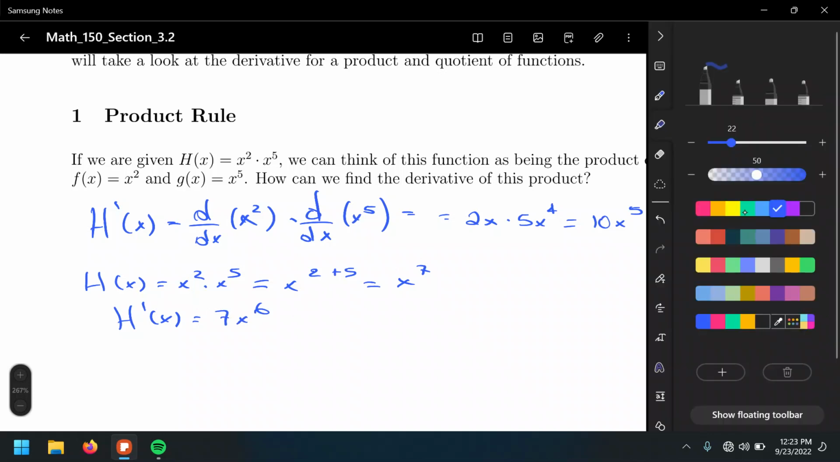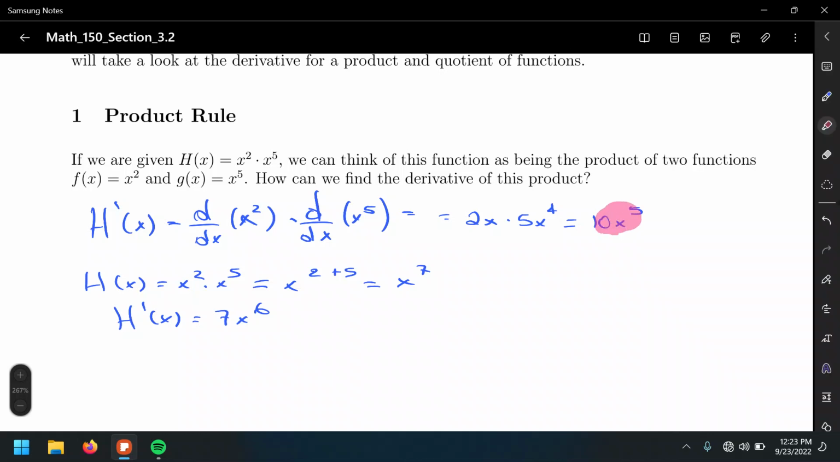Compare the results. Are these the same results? These are not the same results, right? So one of these two procedures I did here has to be wrong. Which one is it? Well, we'll find out.